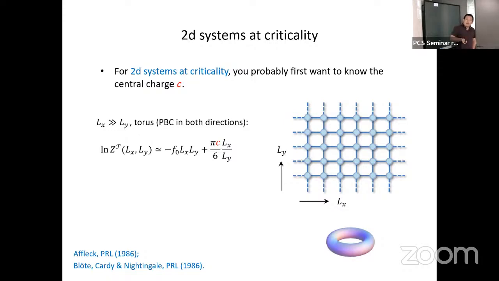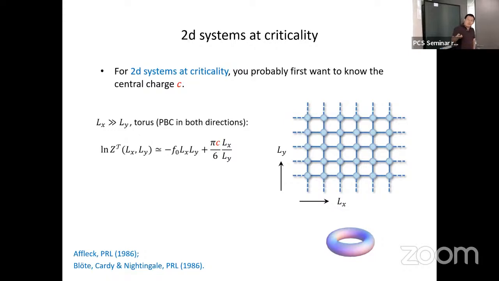And one way of getting the central charge in numerics is to use the celebrated results by Affleck and Blöte and co-workers. Imagine that you consider a two-dimensional lattice model, so let's think about the two-dimensional classical statistical model, with lengths Lx and Ly in both directions, and we just impose periodic boundary conditions in both directions for simplicity. If you take the limit Lx much larger than Ly, then the partition function, if you take the log, so basically the free energy, has a nice result predicted by conformal field theory.